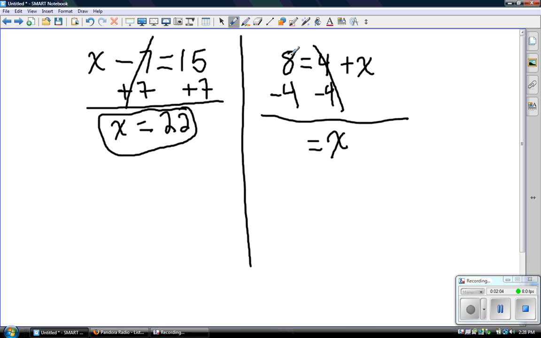On the left-hand side, we're left with 8 minus 4, which most folks know is going to give us 4. So in our second equation, we know that x equals 4, or 4 equals x. It doesn't matter the order, or if it's on the left or the right, as long as we have x by itself.